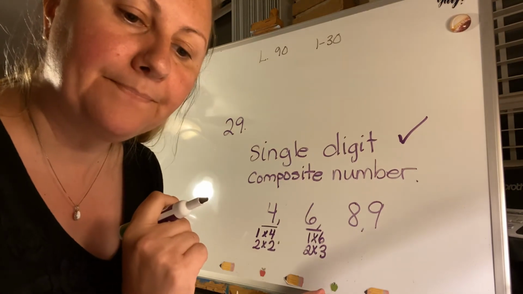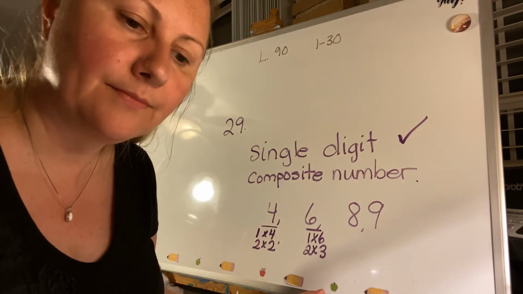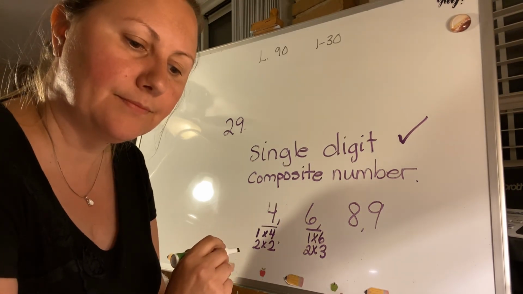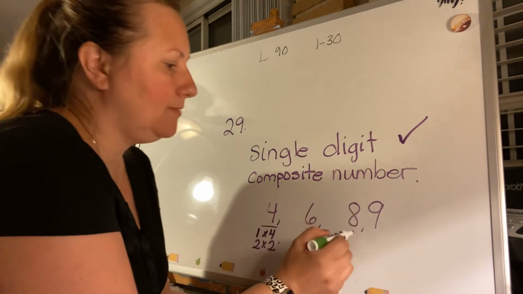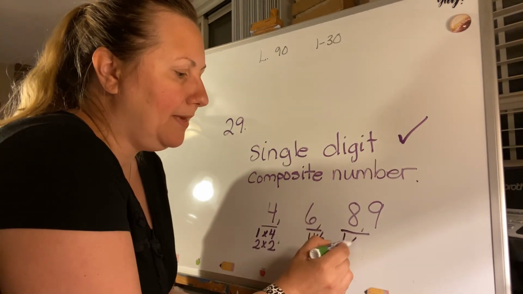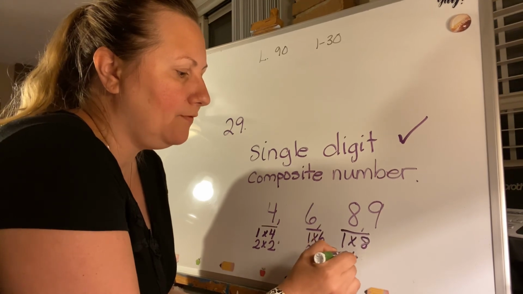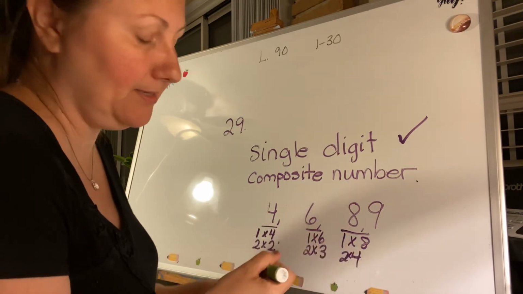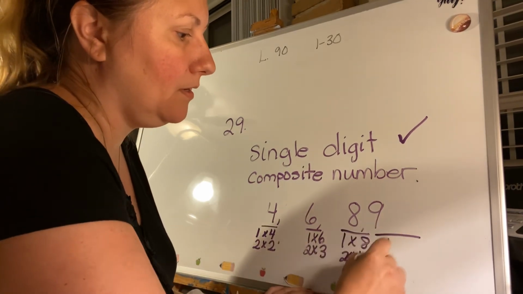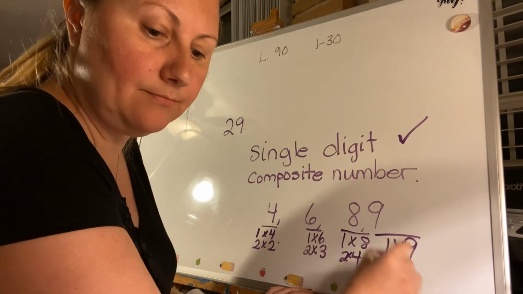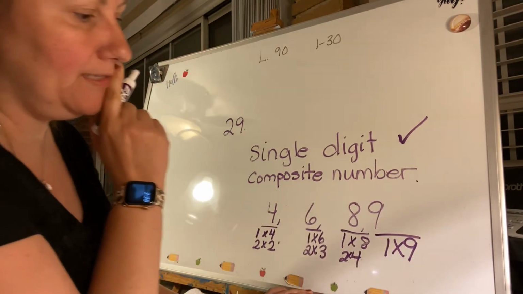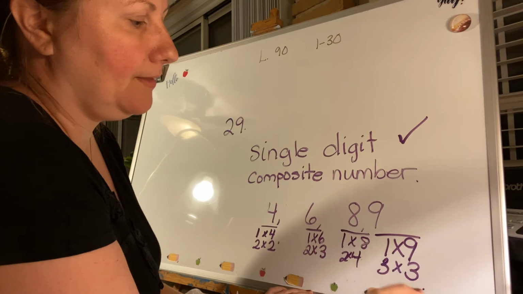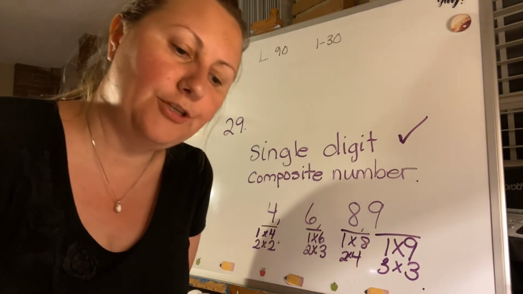Let's move on. Let's see. Let's move on to number 8. What makes 8? 1 times 8, 2 times 4, and so on. So that's a possibility. What about 9? 1 times 9? Could it be 1 times 9? 2 times nothing, 3 times 3. Okay, so here is another option.